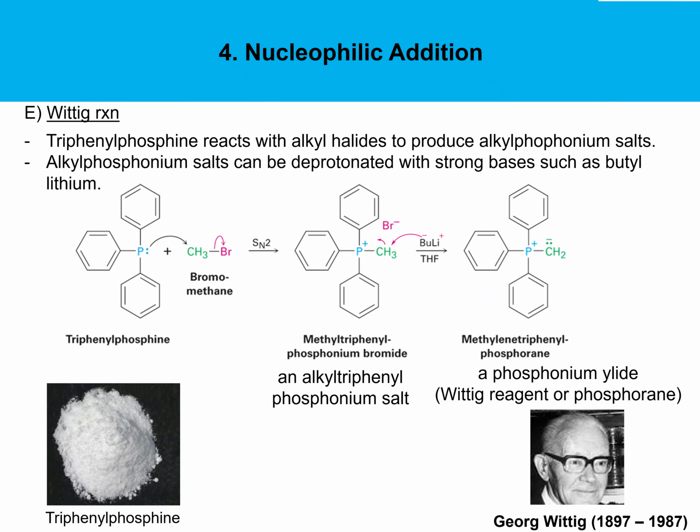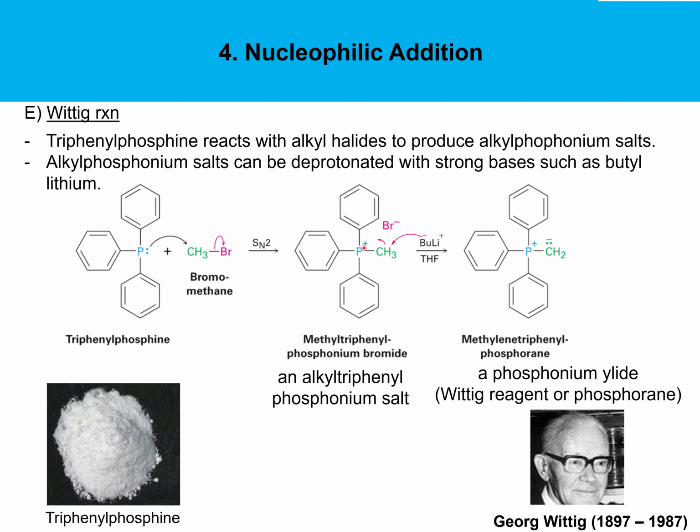Another reaction in organic chemistry is called the Wittig reaction. This reaction starts off with triphenylphosphine. We add that to an alkylating agent such as methyl bromide. Through an SN2 reaction, this phosphorus will attack the carbon, eliminate the leaving group, and form a phosphonium salt.